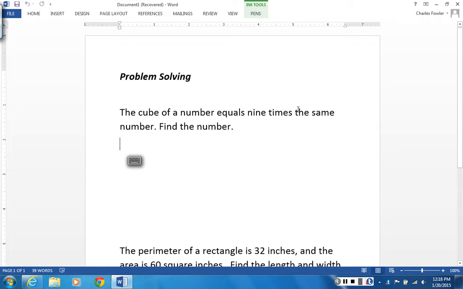So let's pull up this whiteboard here. So again, the cube of a number. How would you represent the cube of a number? You could say x cubed. And of course, equals would just be equals. 9 times that number. The number was x. We don't know what it is yet. But 9 times that number would just be 9x, right? Because when a number is right beside that variable, that is multiplication. Now we have an equation.